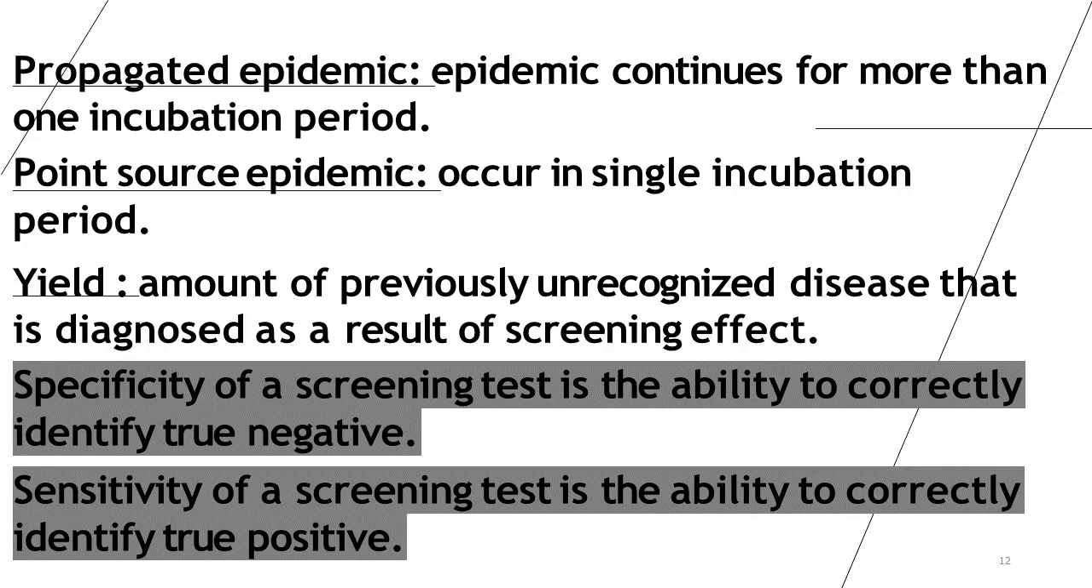Here are some other definitions. Propagated epidemic: the epidemic continues for more than one incubation period. Point source epidemic: occurs in a single incubation period. Yield: the amount of previously unrecognized disease that is diagnosed as a result of the screening effect. Specificity of a screening test is the ability to correctly identify true negatives. Sensitivity of a screening test is the ability to correctly identify true positives.